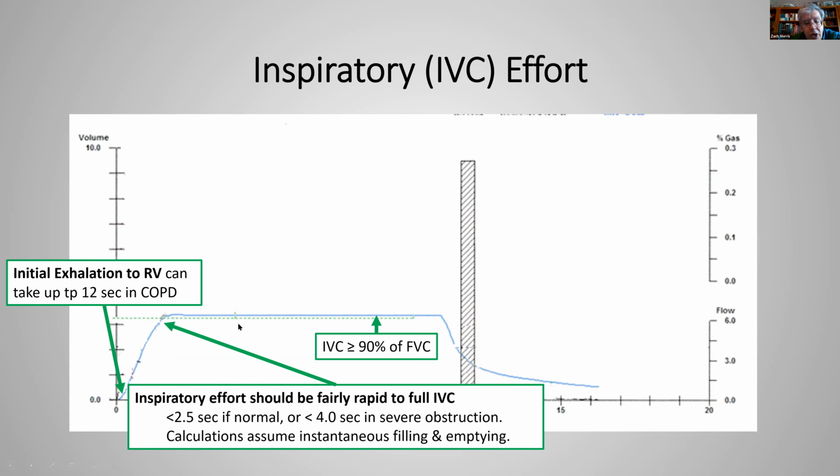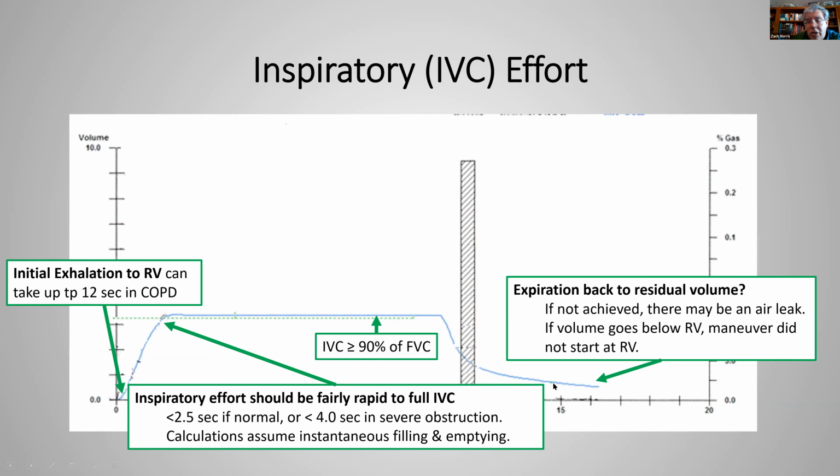It's got a little dotted line here. You can make this dotted line any place you want. We have it downtown set at 90%. That tells the technician, and tells you, if the patient achieved an IVC greater than 90% of their FVC, I should say. That ratio should be greater than or equal to 90%.